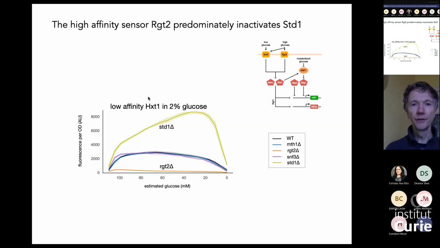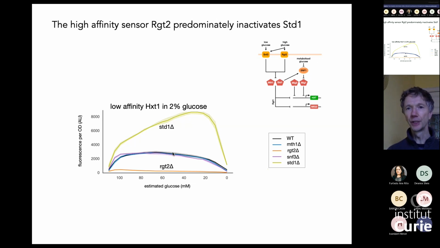So picking one of the transporters, the HXT1 here, you can see the wild type is the dark curve, which is buried in these colors somewhere. Okay, again, glucose starts high and goes to 0 during the course of the experiment. And very strikingly, if we delete STD1, that's one of the repressors, we get very high expression. But if we delete MTH1, the other repressor, the curve is the same as wild type.